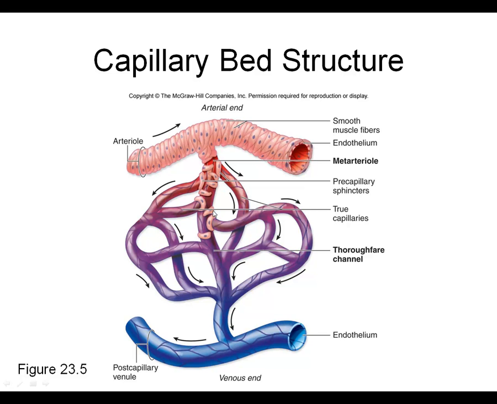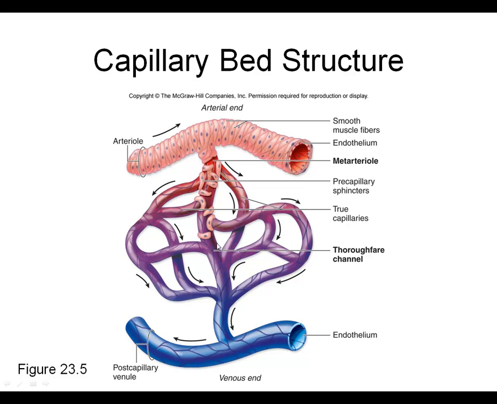Now the thoroughfare channel, what controls the blood whether to go straight into this highway or to go into the capillary bed, is those little smooth muscles here, and we call these guys pre-capillary sphincters. Now these pre-capillary sphincters will allow or disallow the blood to go through those capillaries, and therefore it will end up in what we call the capillary bed.